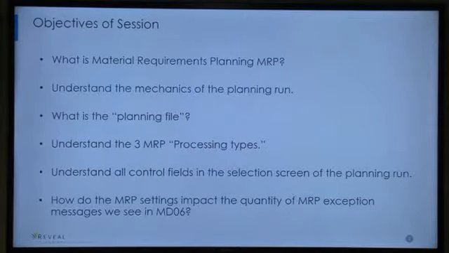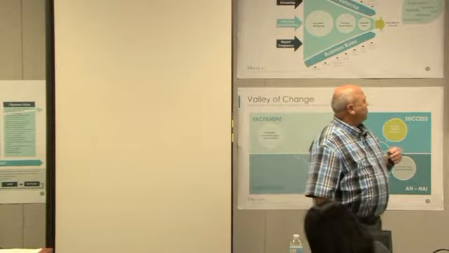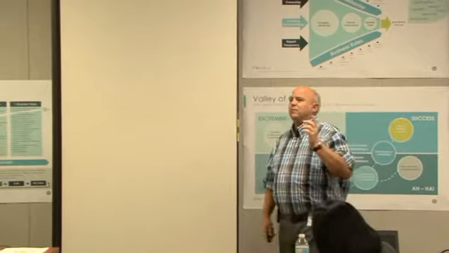Okay, we're going to look at the mechanics of the planning run, the planning file, and talk about the three ways you can process your MRP run: net change, regen, or net planning. Some of the control fields in the MRP parameters when we run MRP at night or when you run MRP singly, and how they impact the exception messages. And we have a little bit at the end talking about lot sizing.